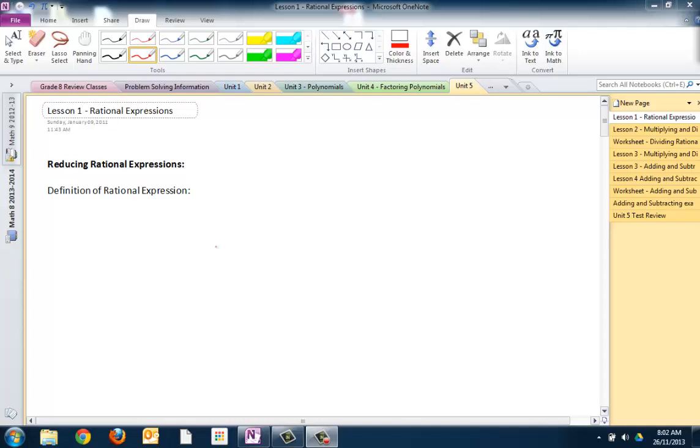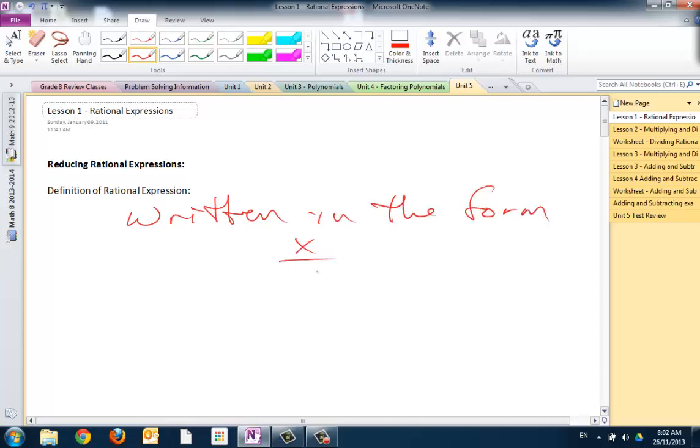Alright, welcome to our first lesson on rational expressions. Today we're going to be reducing rational expressions. And to start, let's define what a rational expression is. A rational expression is written like a fraction, in the form x over y, except x and y are going to be polynomials. So we're going to have monomials, binomials, trinomials in the numerator and the denominator of this fraction.